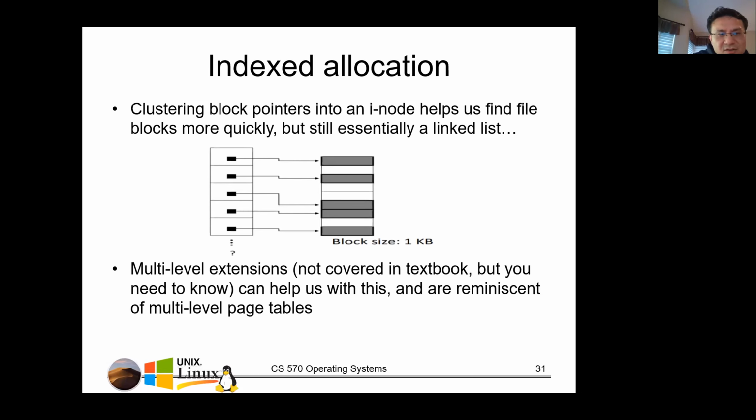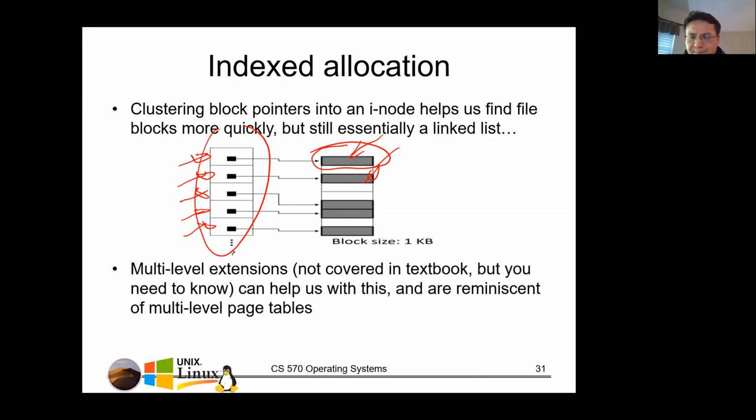Essentially, you would just have to put the indices of all the blocks here in the inode, pointing to the physical blocks. If you only have one level of inodes, this is like a linked list, but each block has an index. That's still a key difference between the index node and the linked list.